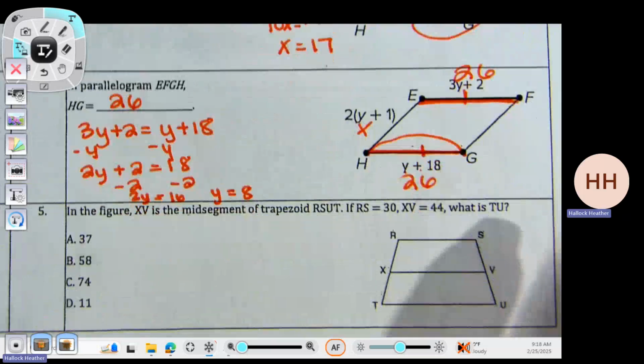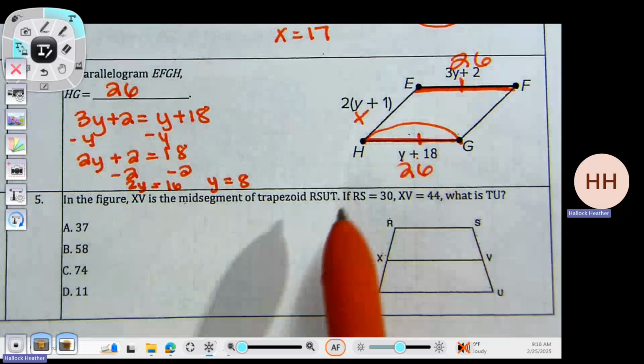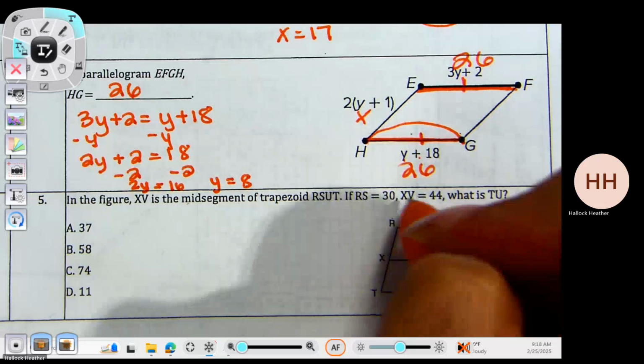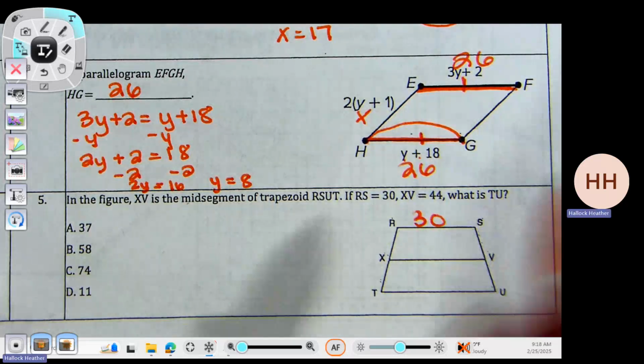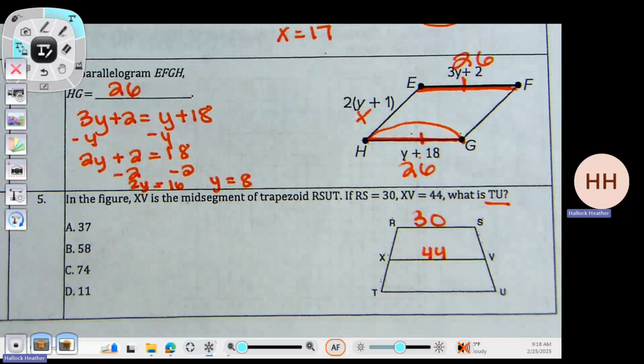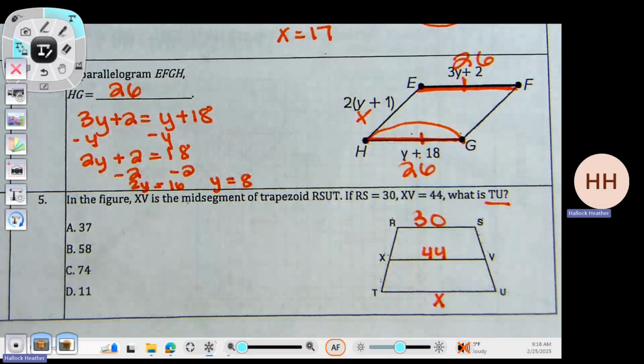For number 5, this is mid-segments of trapezoids. So it gives me some numbers. It says R to S is 30. V to X is 44. I need to find TU. There is no X in my problem, so I can literally add a variable. So I'm going to call TU X because that's what I'm trying to find.